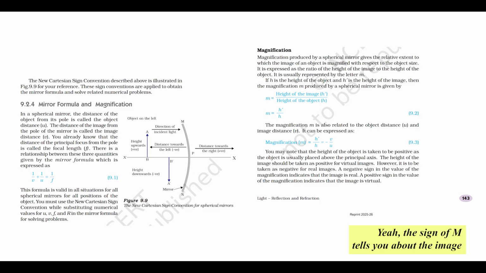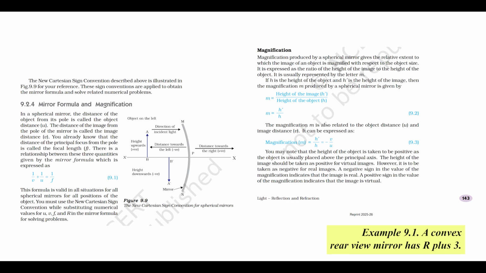Got it. The sign of m tells you about the image orientation instantly. If m is negative, the image is real and inverted, because h' would be negative. If m is positive, the image is virtual and erect, because h' would be positive. And remember, object height h is usually positive, an upright object. Ready to try applying these with some actual numbers? Let's walk through the examples carefully.